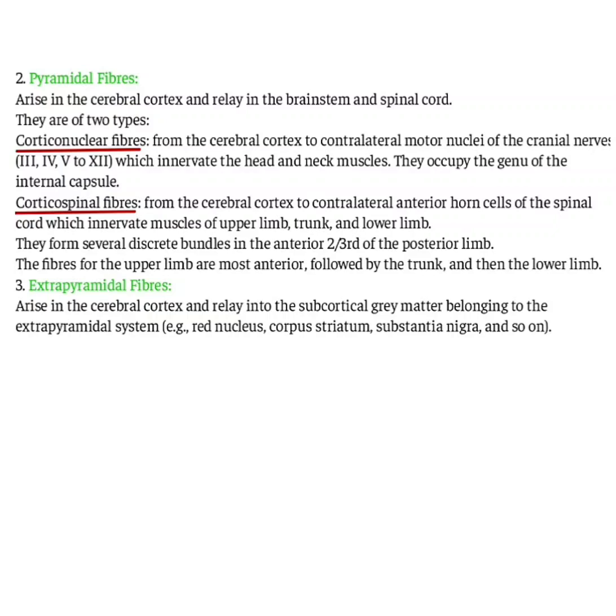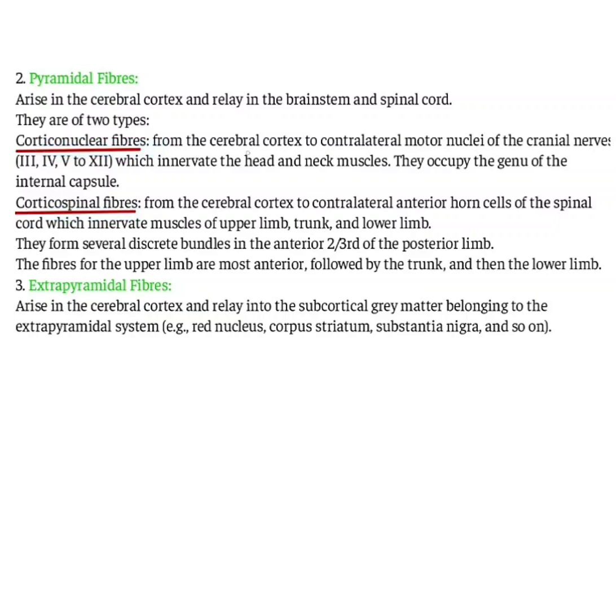Pyramidal fibers. We have seen about corticopontine fibers. Now let's see about pyramidal fibers. They arise in the cerebral cortex and relay in the brainstem and spinal cord. They are of two types: corticonuclear fibers and corticospinal fibers.